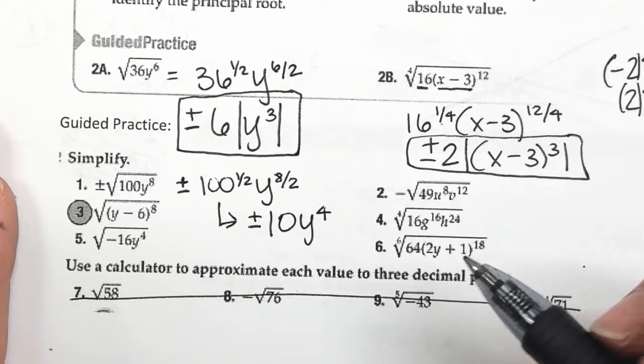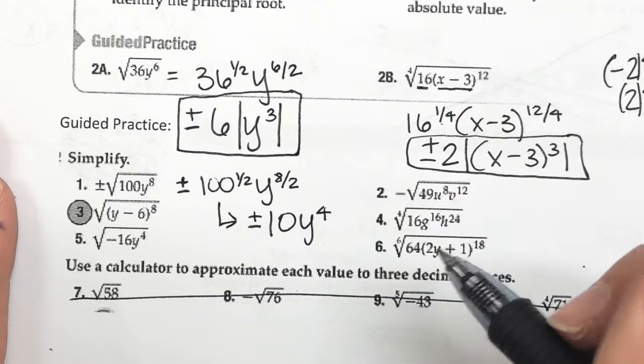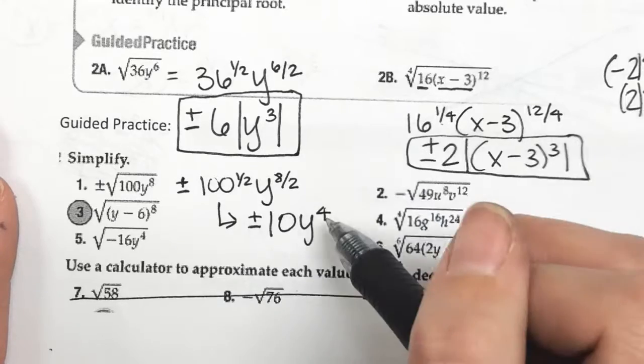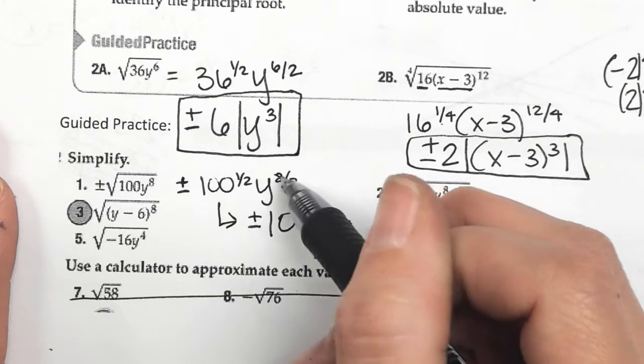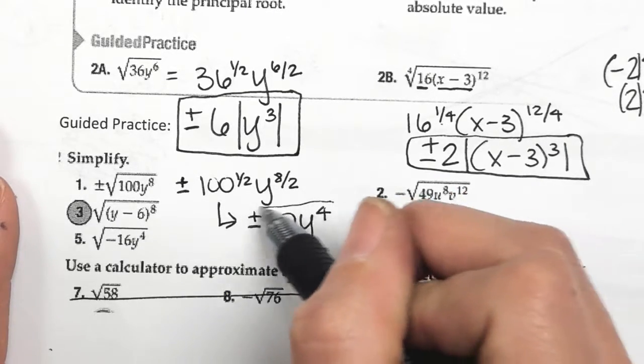Well, do I need an absolute value bar? No. Caleb, tell me why. Good, because this is even. It's only if you have 2 evens and it comes out to be an odd that you need them.